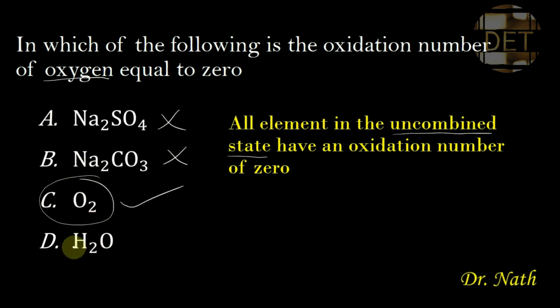And here, in water, we have oxygen being bonded to hydrogen, so it is not alone, and so the oxidation number is not 0. So the option that has an oxidation number of 0 is option C, oxygen in the uncombined state, because it is just oxygen.